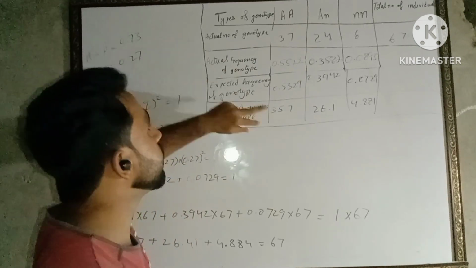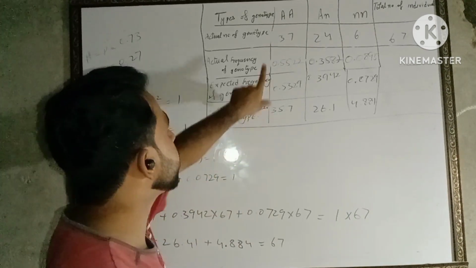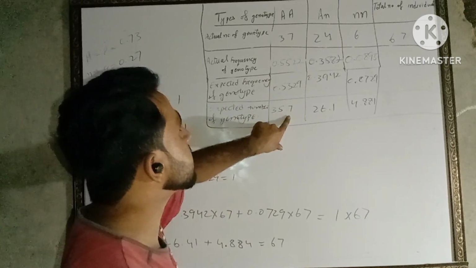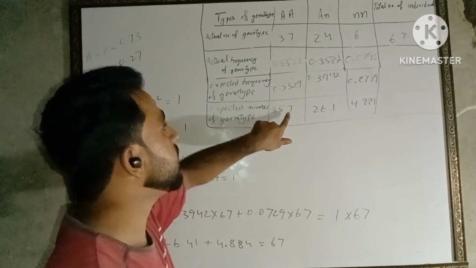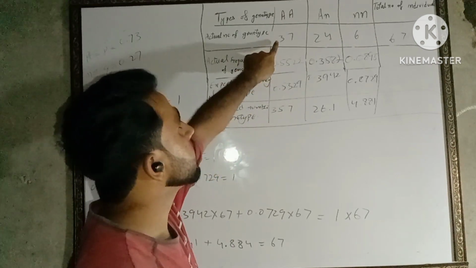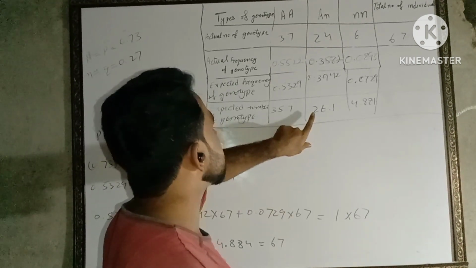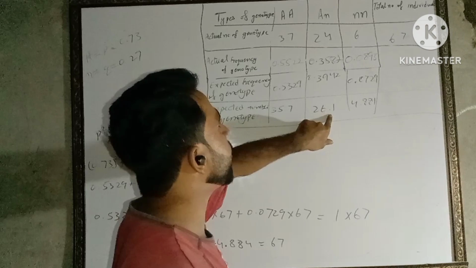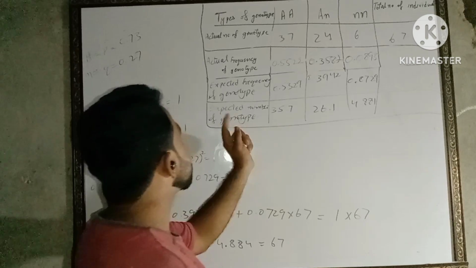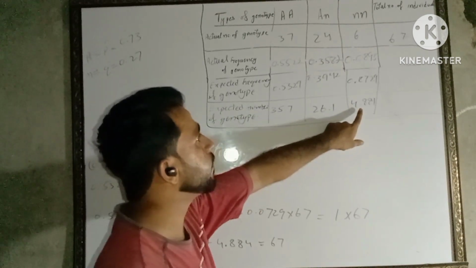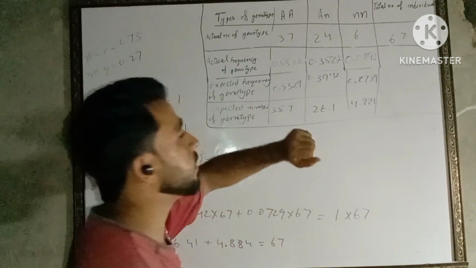Okay, this population is in equilibrium if the answers are the same, but look at this, the answers are not the same. The expected number of the first genotype is 35.7, and the actual number of the genotype is 37, which are not equal to each other. Similarly, the expected number of the second genotype is 26.1 and the actual number is 24. The answers are not matching. Similarly, the expected number of the third genotype is not equal to the actual number of the third genotype.